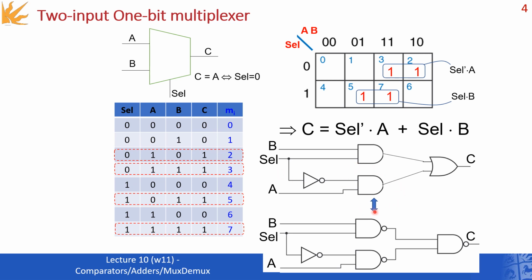Now, as you probably should easily recognize by now, these two circuit versions are equivalent, and the reason is De Morgan's. We replaced the final OR gate here with an AND and the previous AND gates with NAND as well.